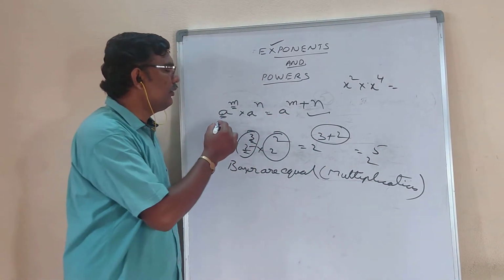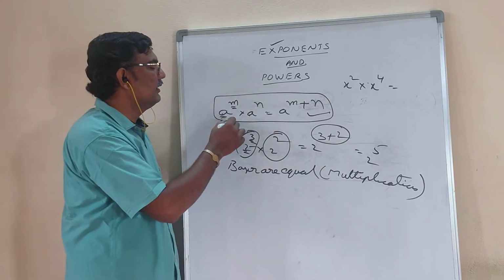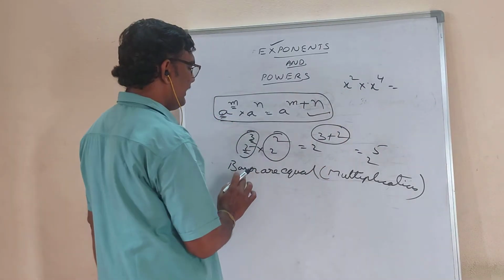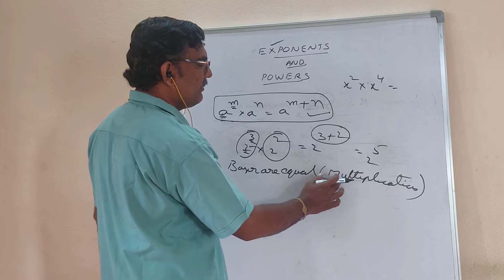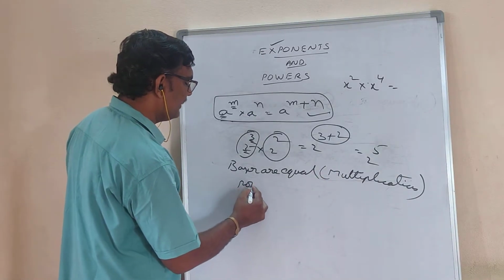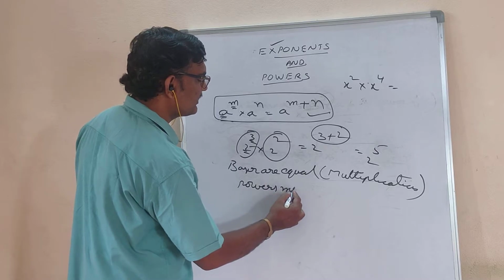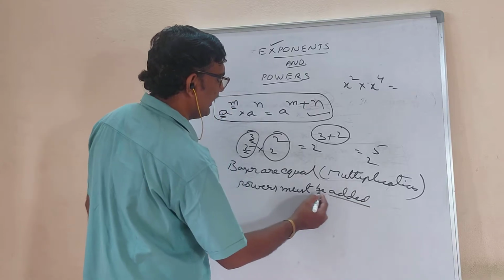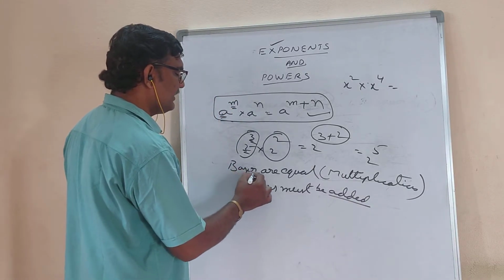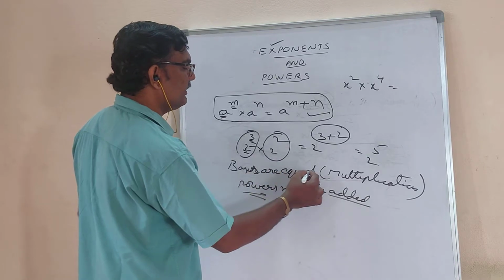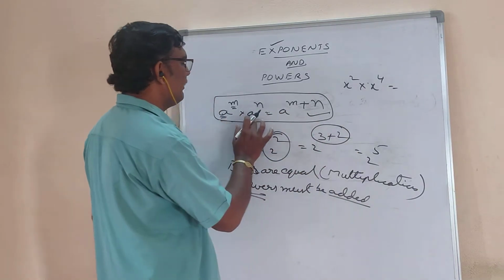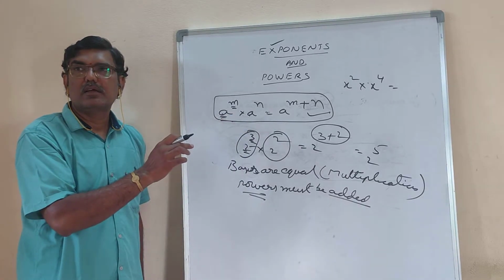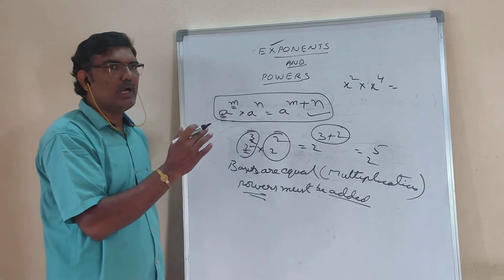it is the same, you have to remember this formula only. Are the bases same or not? So the bases are equal, and in between, the multiplication symbol is there. Powers must be added. So you have to add the powers. When you have to add the powers, bases must be equal, and in between, the multiplication symbol is there. If the multiplication symbol is there, then you have to add the powers.